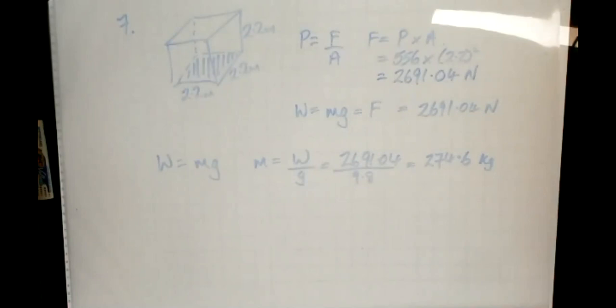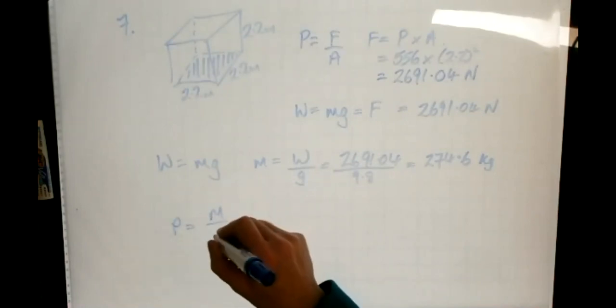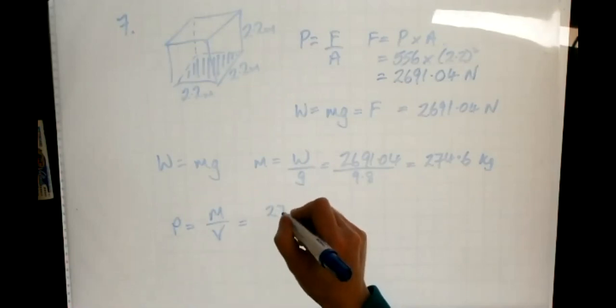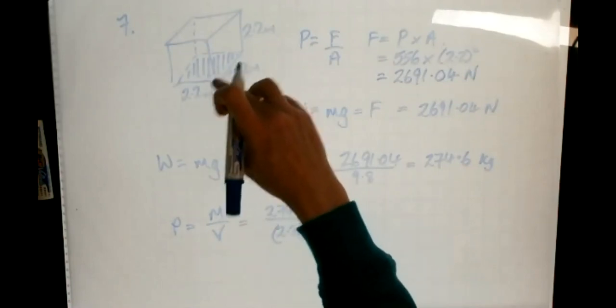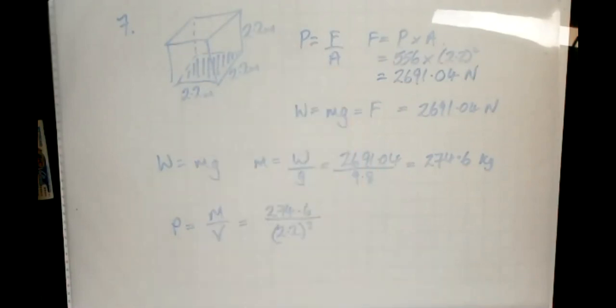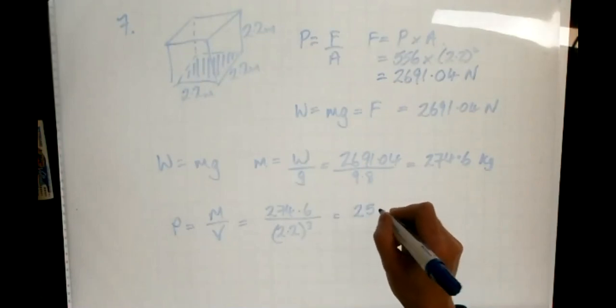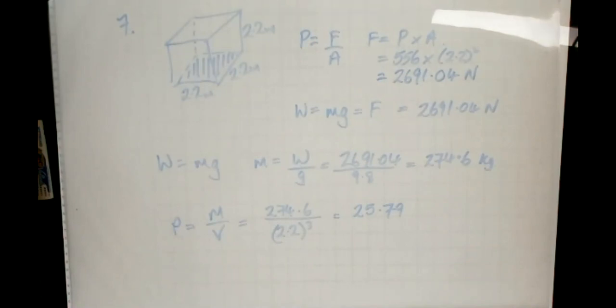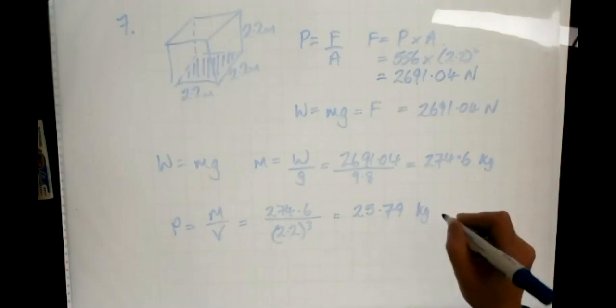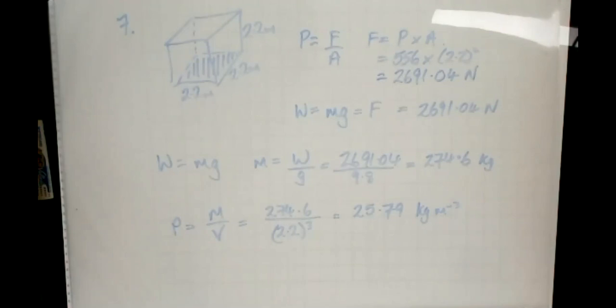Now the formula for density is mass divided by volume. So we take the mass in kilograms and the volume of the cube, which is 2.2 cubed. The unit for density is kilograms per meters cubed. Excellent.